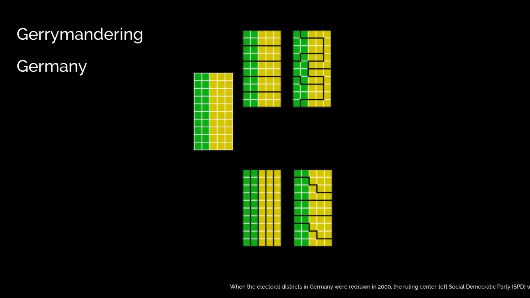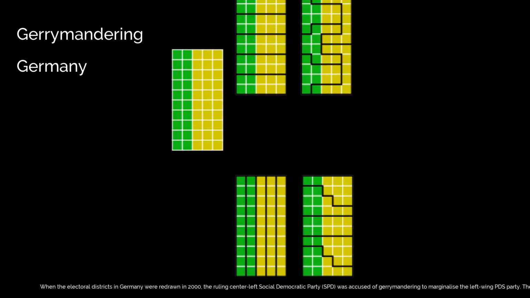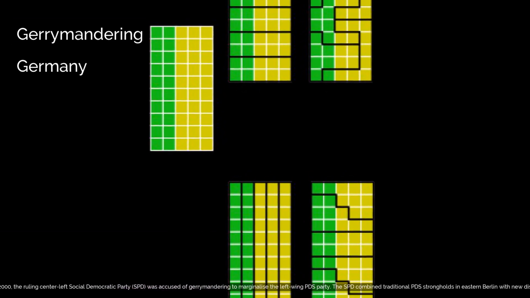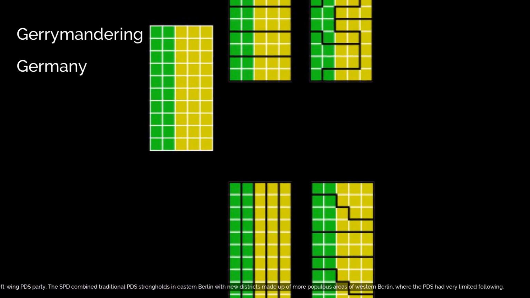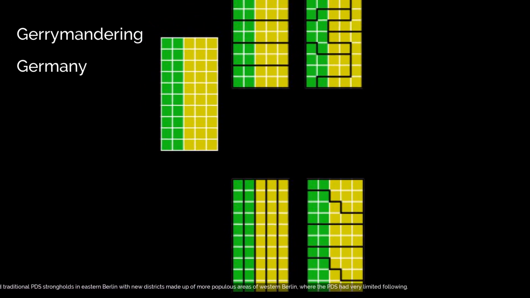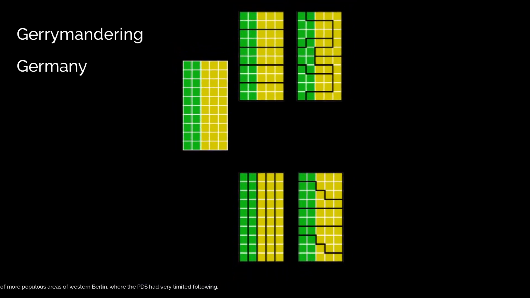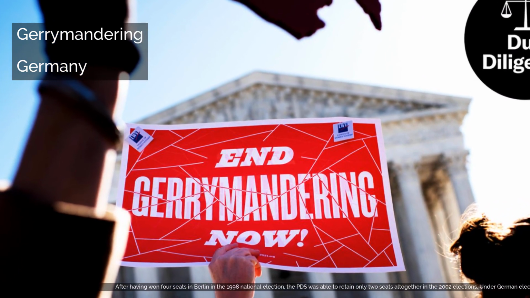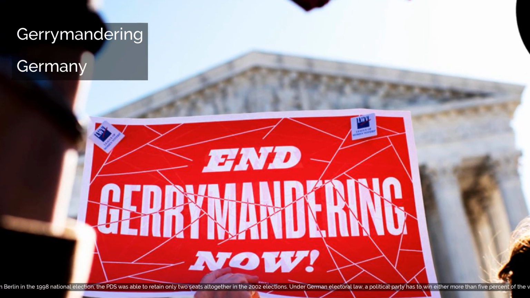When the electoral districts in Germany were redrawn in 2000, the ruling center-left Social Democratic Party, SPD, was accused of gerrymandering to marginalize the left-wing PDS party. The SPD combined traditional PDS strongholds in eastern Berlin with new districts made up of more populous areas of western Berlin, where the PDS had very limited following. After having won 4 seats in Berlin in the 1998 national election, the PDS was able to retain only 2 seats altogether in the 2002 elections.